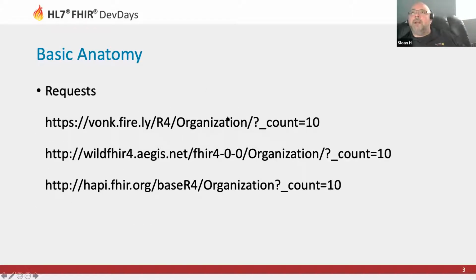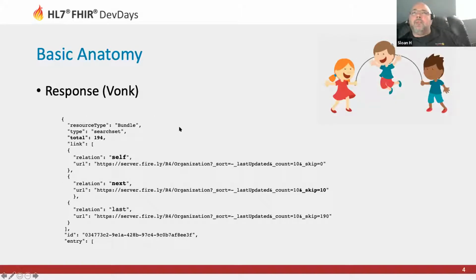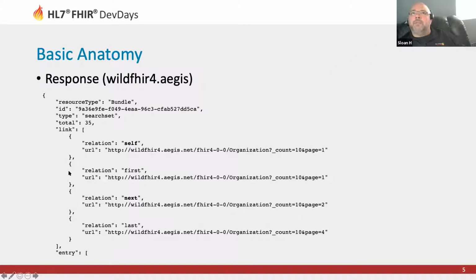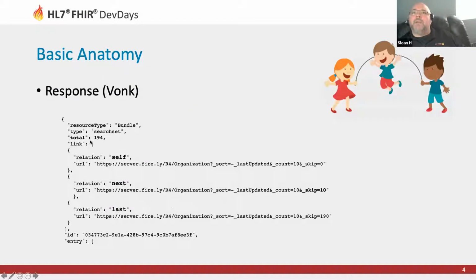Basic anatomy: whenever I'm learning FHIR, I try to go out to the publicly available sites and see what's going on. That's a good rule of thumb. I'm going to show the responses from these: Bonk, our friends at Aegis, and of course happyfire.org, the reference implementation. When we do a paging request, we get this response back, and here's what Bonk's looks like. Emphasis here on the total, 194, and there's usually a self link and a next link.